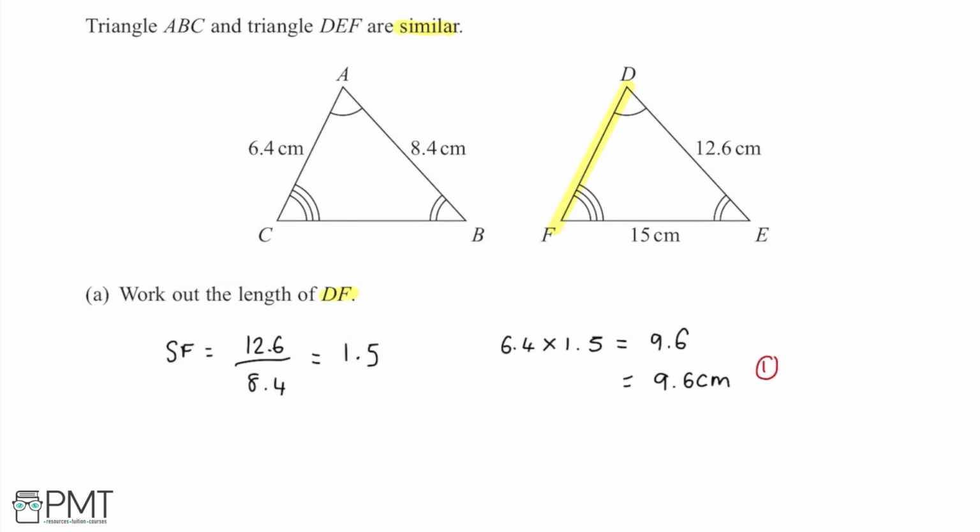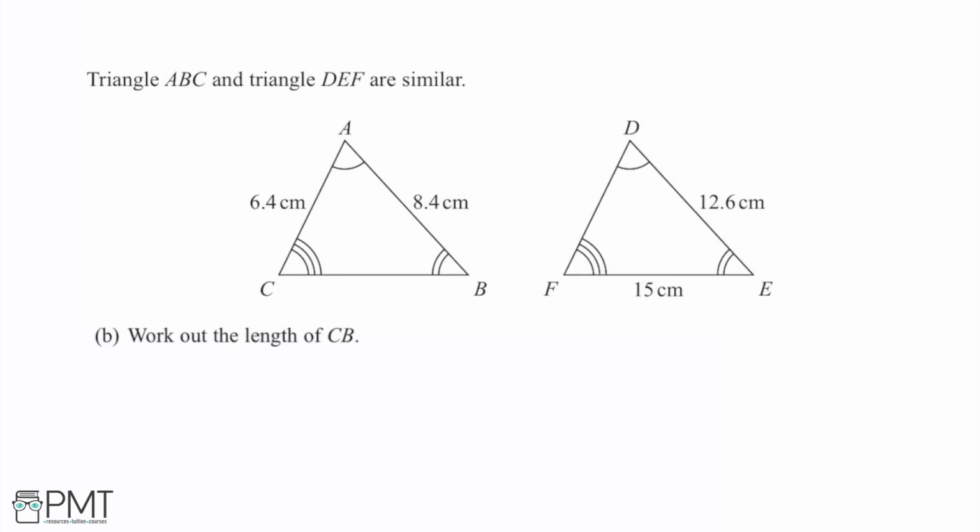This first mark was for finding the correct ratio, so finding this as 1.5 if we're going from the first shape to the second. Alternatively, you could work back from the second to the first, and then you'd end up with a ratio of 0.66 recurring. But either way you do it, you'll come to the same conclusion of 9.6 centimetres for the length DF.